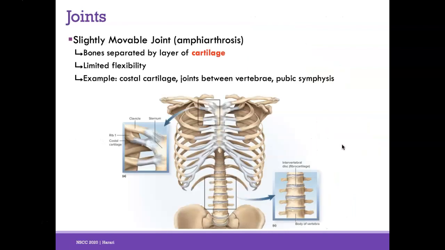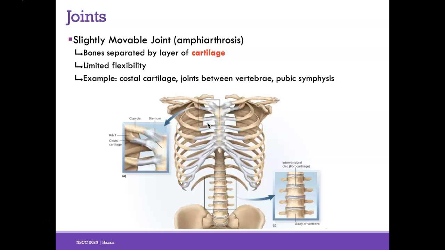We then have some slightly movable joints. We call these amphiarthroses, and this is where bones are separated by a little bit of cartilage. There's cartilage in between these slightly movable joints, with limited flexibility. With this, you should think about the hyaline cartilage that makes up the costal cartilage, the cartilage that connects all the ribs to the sternum. That's a joint, technically. You're connecting the sternum with the rib, so what lies between that is a slightly movable joint called an amphiarthrosis.